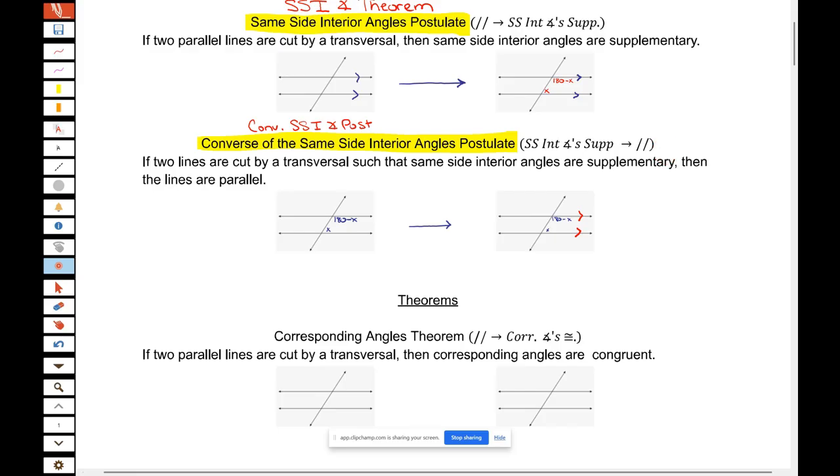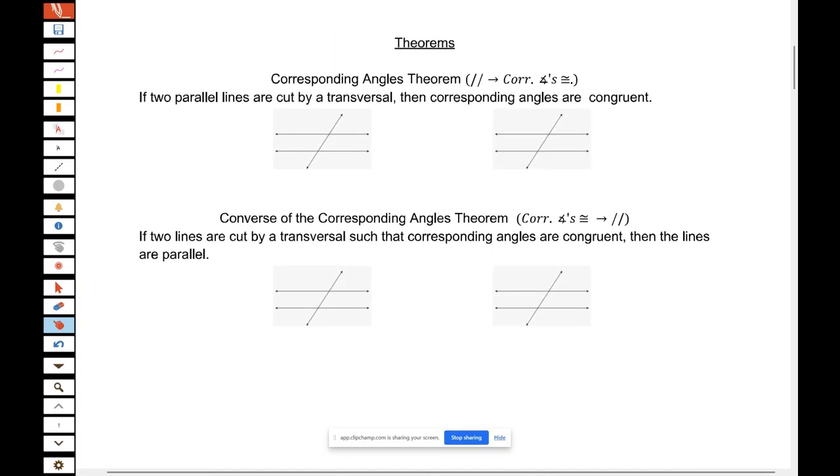So for the rest of the theorems that we're going to do, they run like these, where there's a regular one and then a converse one. The regular one is whenever you're concluding something about the angles and you know the lines are parallel to start with. All of the converse ones are where you know something about the angles, but you're concluding the lines are parallel. And these two postulates are used to prove all the theorems for corresponding, alternate interior and alternate exterior angles.